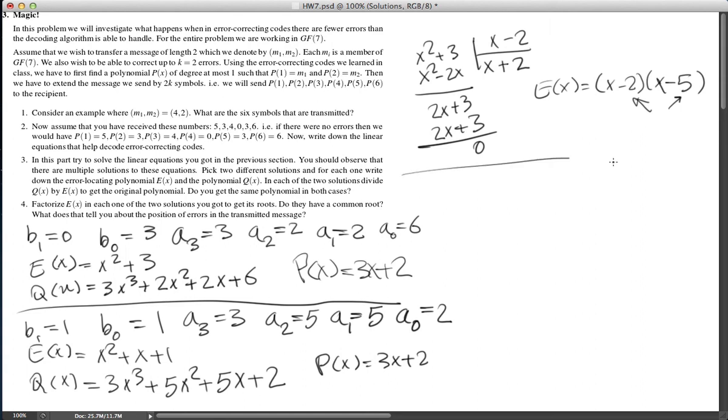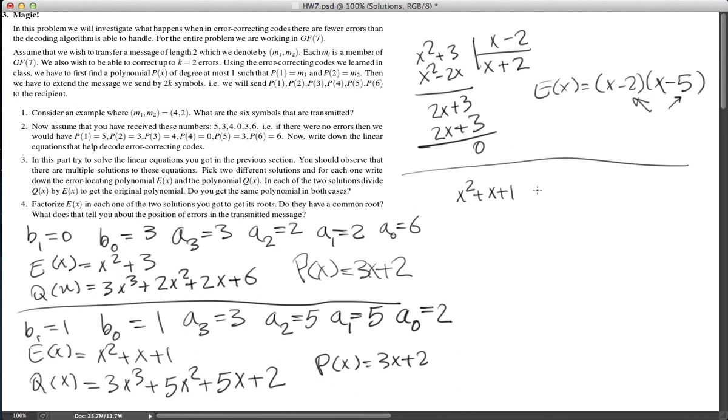Now what about the other e of x? In the other case, e of x is just x squared plus x plus 1, so let's go ahead and find one of its roots. Is 0 a root? Again, no. 0 plus 0 plus 1 is not 0. Is 1 a root? No. 1 plus 1 plus 1 is not 0. What about 2? Well, 2 is again a root. 2 squared is 4, plus 2 is 6, plus 1 is 7, which is the same thing as 0 mod 7, so 2 is a root.